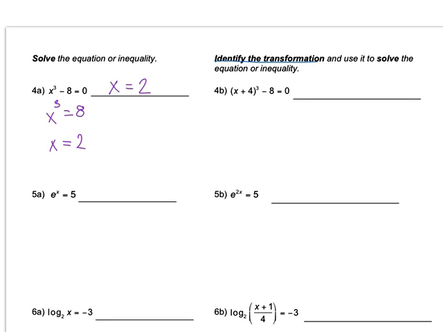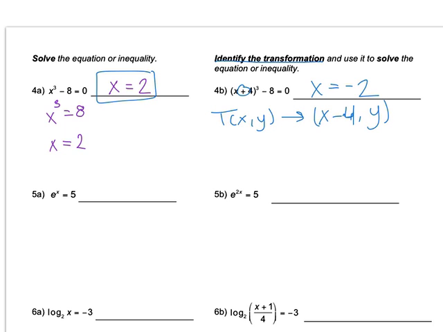So identify the transformation. Using transformation notation, the transformation on x and y, what are we actually doing to the x's? We would be moving them left 4. So that would be (x minus 4, y). So that's the transformation. That means our solution would be the same as this, only shifted left 4. So 2 minus 4, which means our solution here would be negative 2.